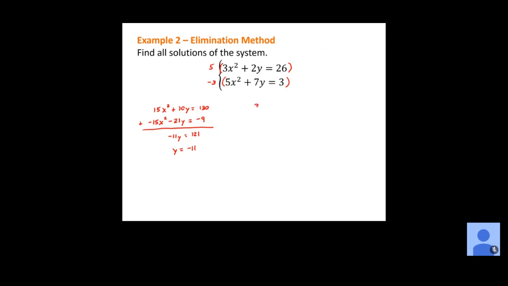All right, top one. So we'll get 3x squared plus 2 times -11 equals 26. Go ahead and multiply the 2 times -11 here. So we have 3x squared minus 22 equals 26. So then we can do what? Good. Add the 22. When we do that, that should give us 48 over here now. And then you'd have to do what? Good. Divide by the 3. So x squared equals 16.